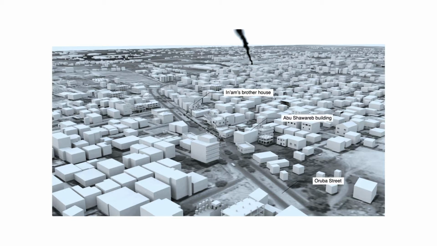Then the two bombs dropped on the Tannur neighbourhood. Inam was hit by a column of a building and lost consciousness. 16 people died. Her 5-year-old son was among them.